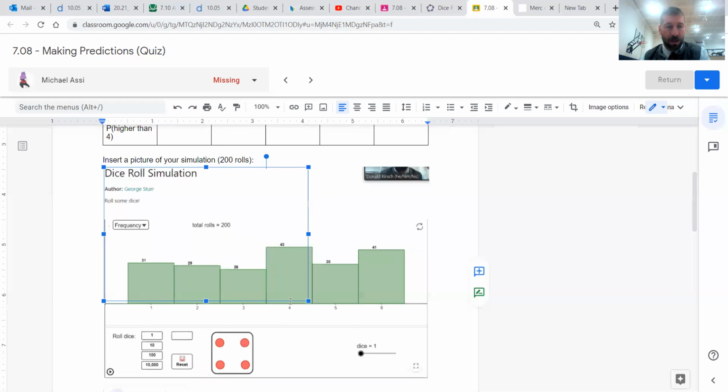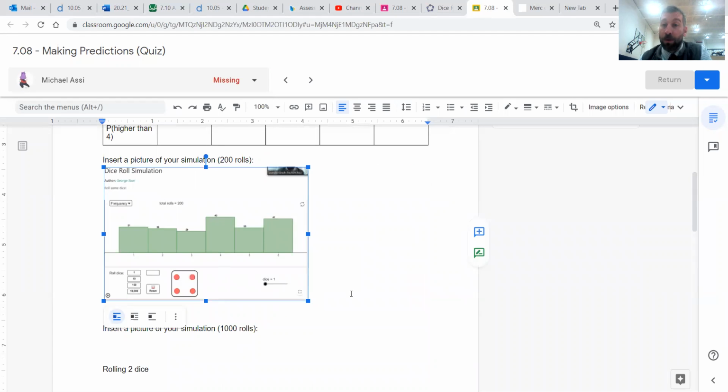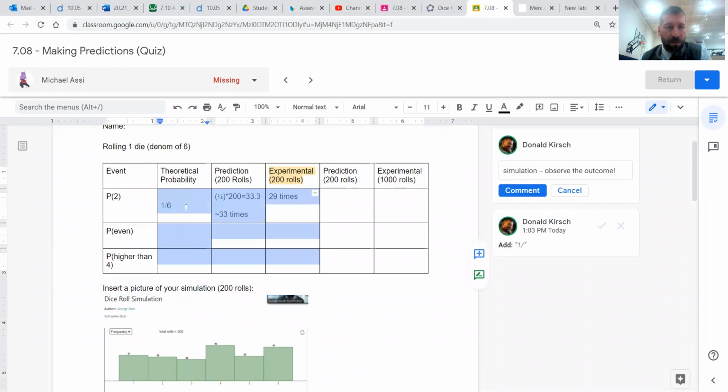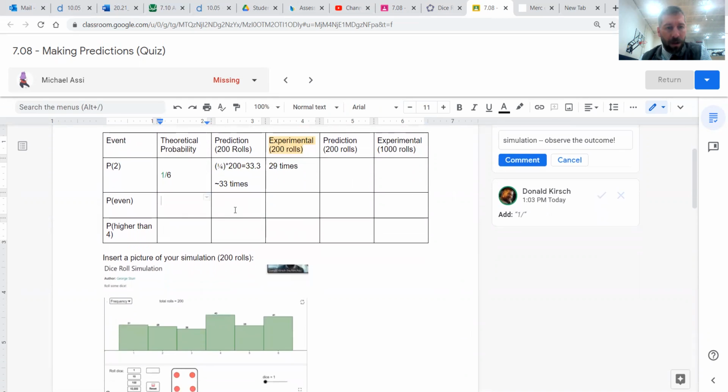And I can just include a copy of that. This is proof that I ran a simulation. Now that I have the simulation, I can do the same thing for these three. Find the theoretical probability of rolling an even number, predict how many times I'd roll an even number out of 200, and then go ahead and count up how many even numbers I have in my rolls.